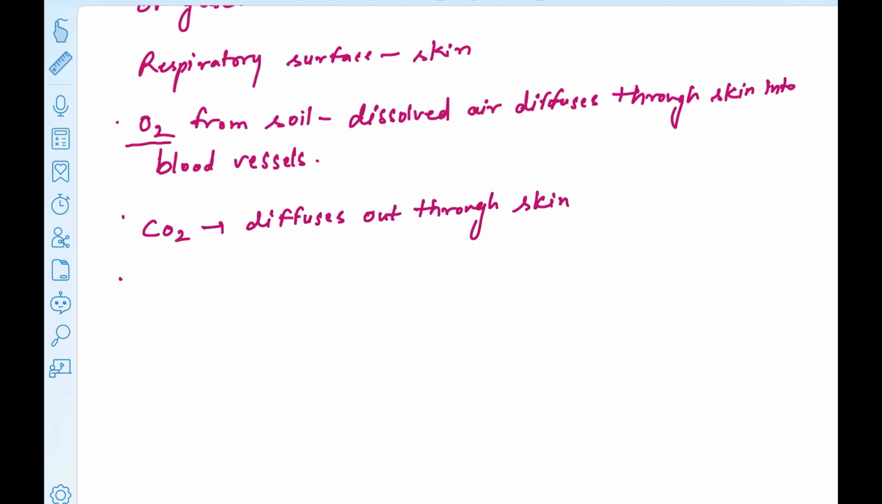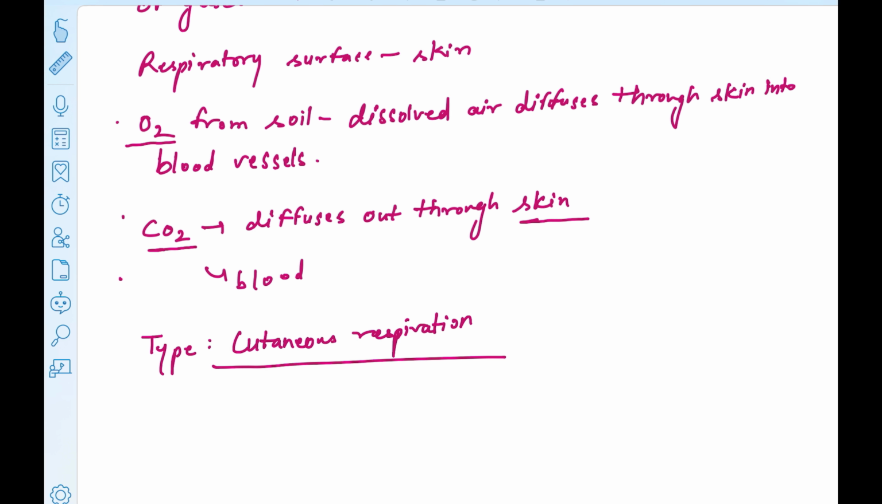And then this oxygen is transported to all the cells of the earthworm by its blood, where it is used in respiration. And the carbon dioxide produced in respiration is carried back by the blood, okay, and it is expelled from the body of the earthworm through its skin. So when respiration takes place through skin, it is known as cutaneous respiration. And other examples of cutaneous respiration are leeches.